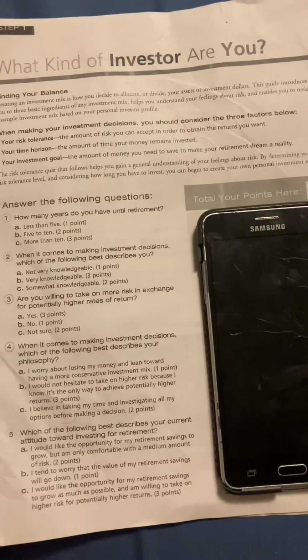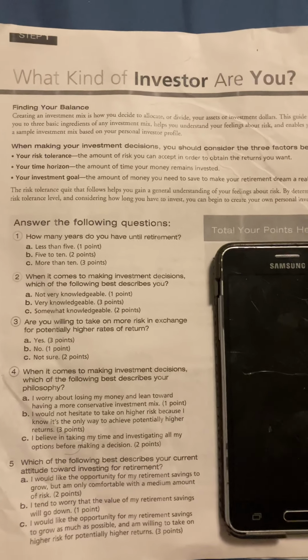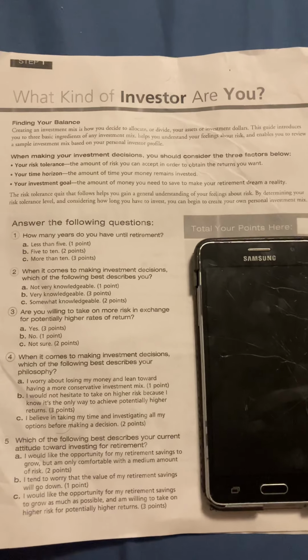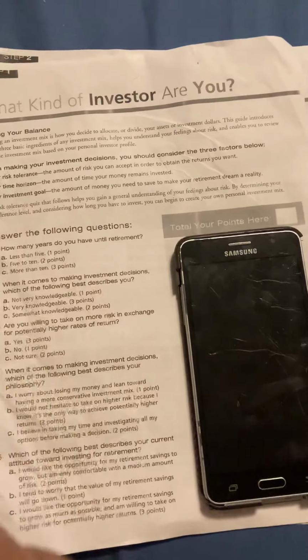I don't know if I should read that, but maybe you guys can see that. I'll zoom in a little bit on that. So anyways, I just want to skip to the more important parts, and definitely I will read this.